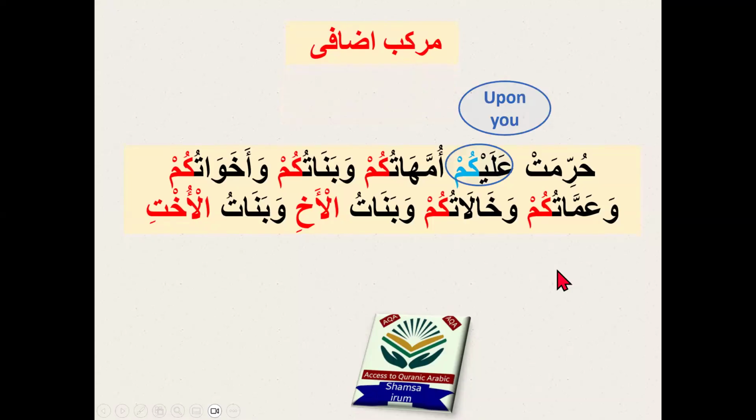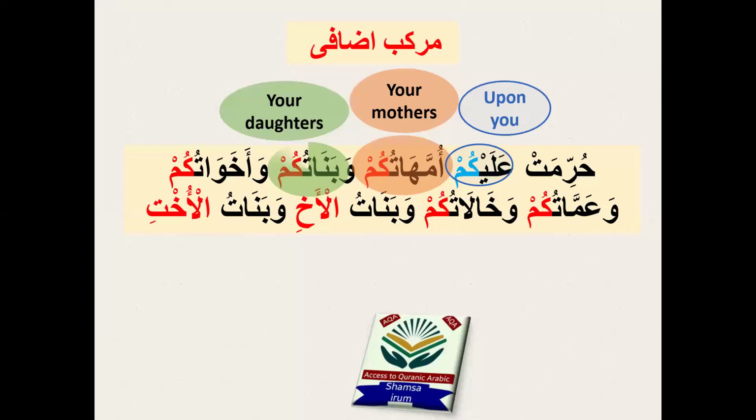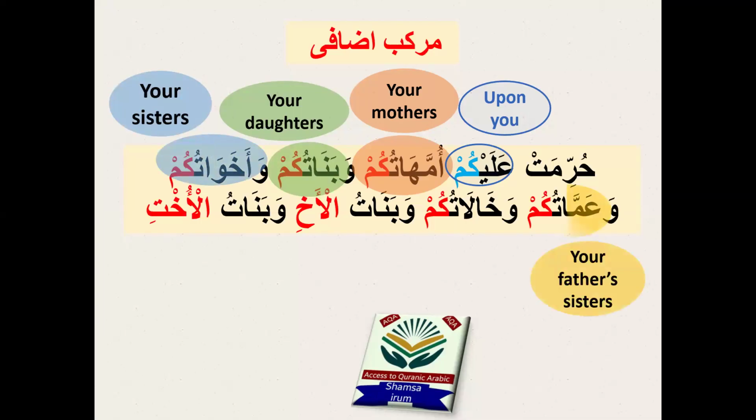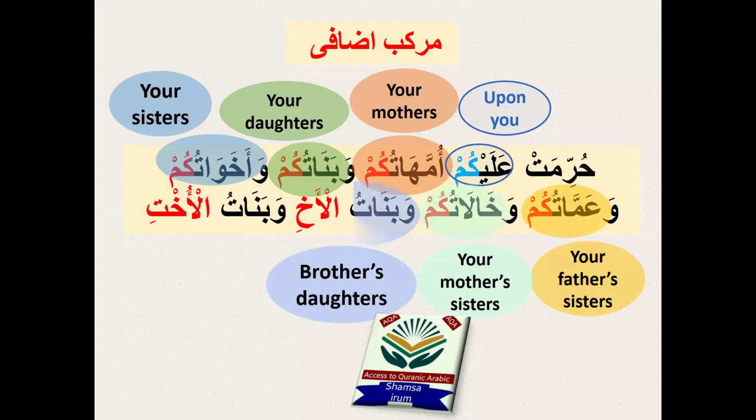Alaykum, upon you. Ummahatukum, your mothers. Banatukum, your daughters. Akhawatukum, your sisters. Ammatukum, your father's sisters. Khalatukum, your mother's sisters. Banatul akhi, brother's daughters. Banatul ukhti, sister's daughters. So al-akhi, al-ukhti, they are nouns in the majroor state because they are mudaf ilayh. And the word before it is mudaf.